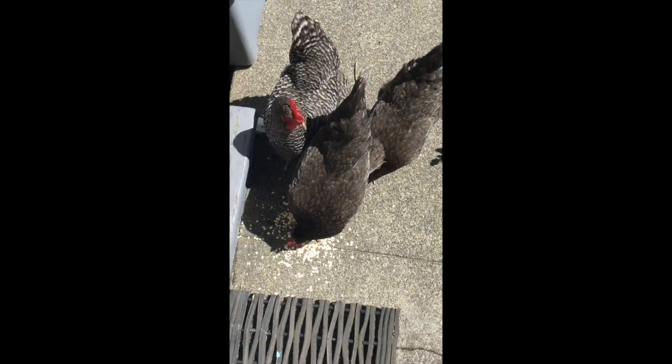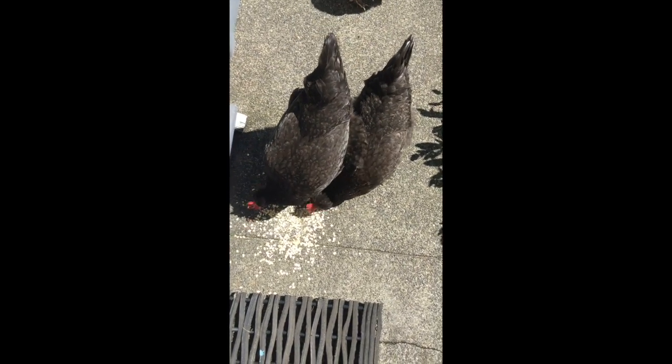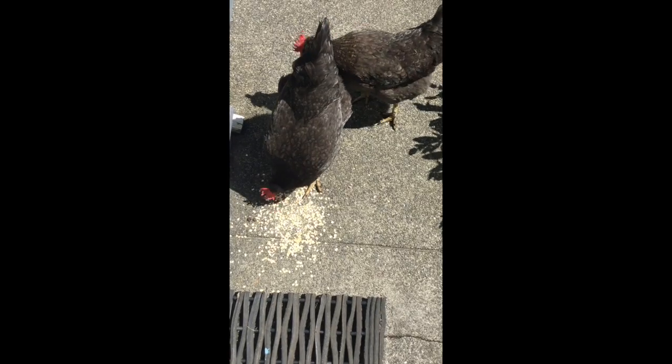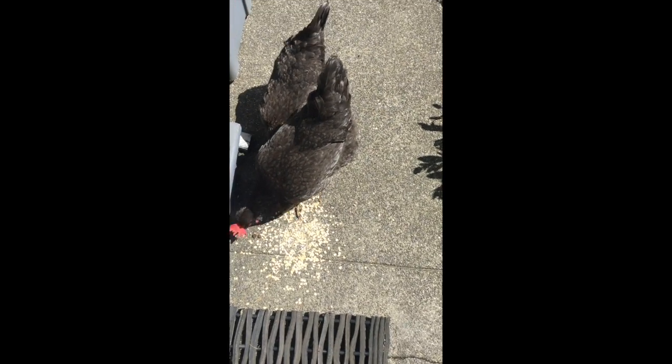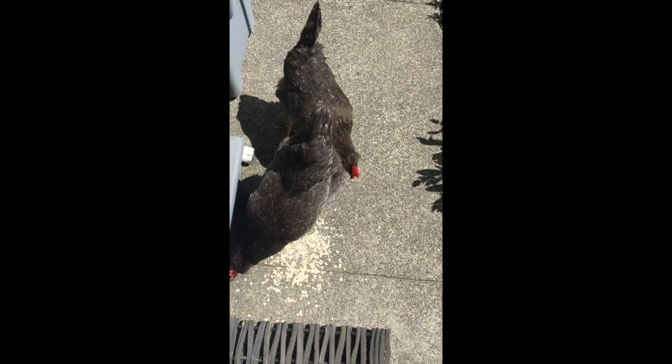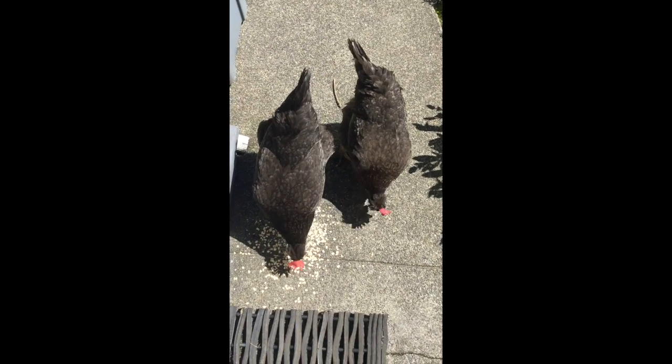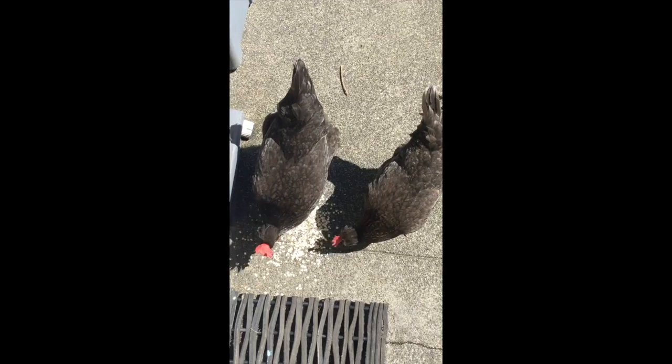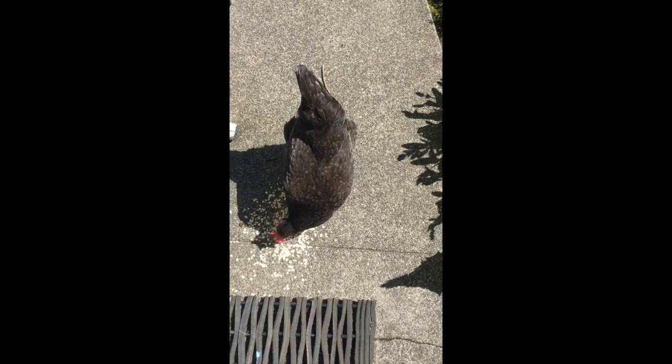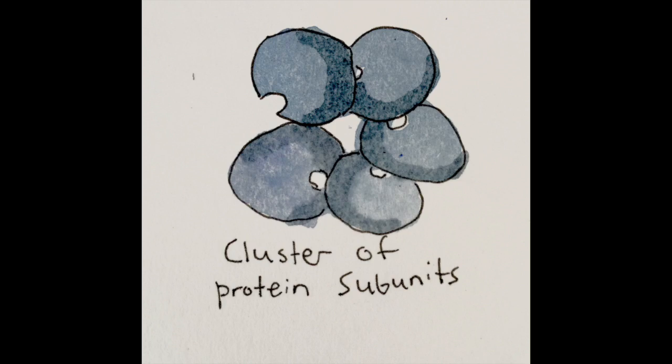Aren't they adorable? As the substrate drops off, they start to leave. Soon there's only one chicken left eating the food. Clusters of proteins also work in this manner. At first, one site is open. The substrate binding to that site causes more sites to open, just like more chickens coming. This causes efficiency in processing the substrate.